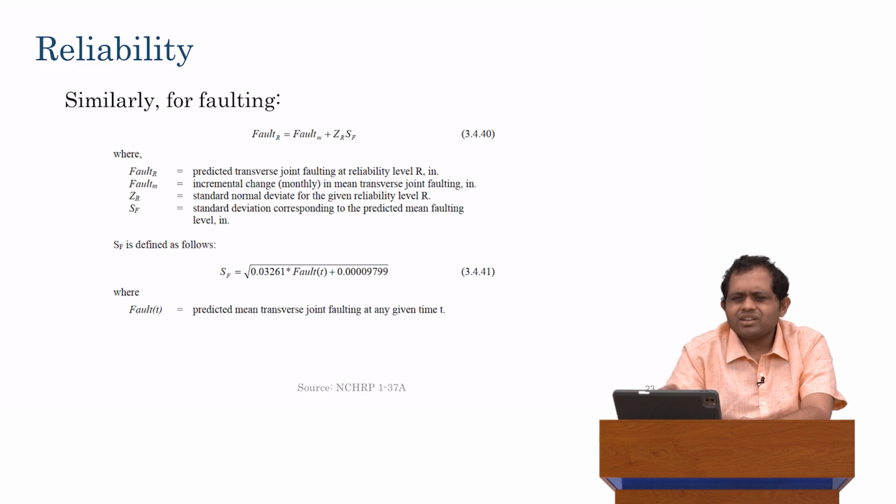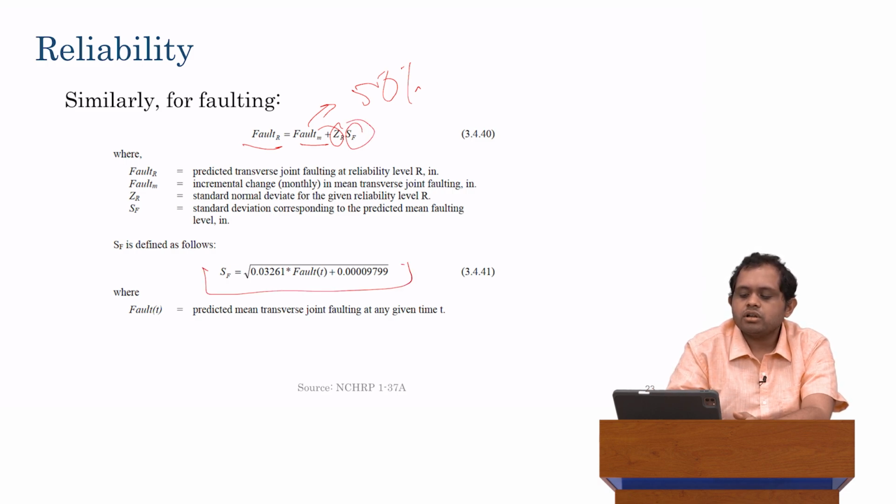For faulting, I'll just quickly go through the other ones. So for faulting, again, the faulting at a reliability R is the mean faulting, mean as in 50%, so it is the faulting at 50% reliability plus the Z score, which we can get for the reliability value, times the standard deviation of faulting, which is this particular function. It happens to be a square root. So it's an empirical function. It can take any weird form. You can have a large number of zeros over here, whatever the function says. So it is this particular function.